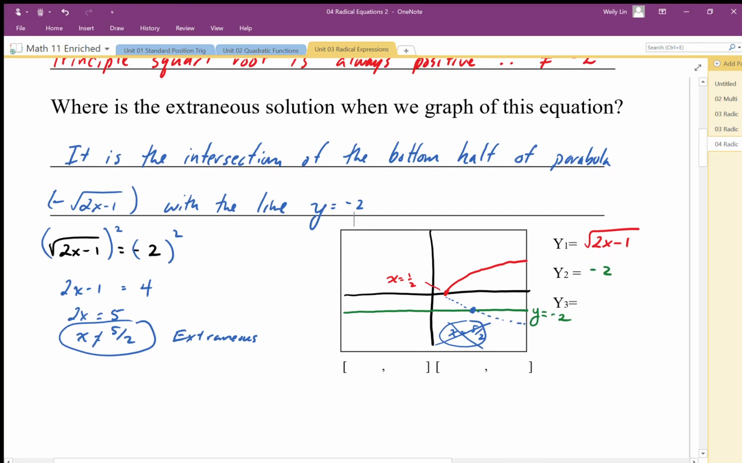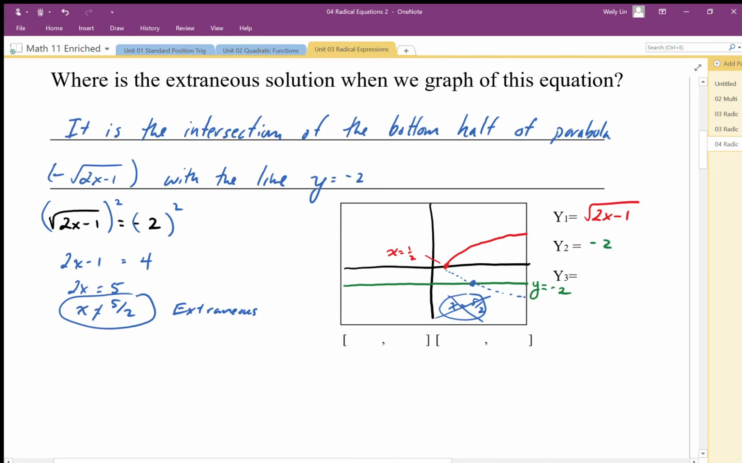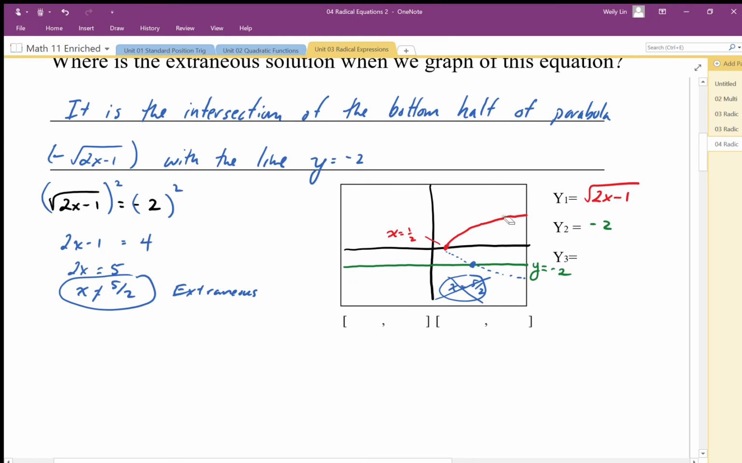We can actually visualize the extraneous solution here. And we should also make sure we're clear that there's no solution to this, because the red and the green represent the original equation, and there's no intersection between the red and green graphs.